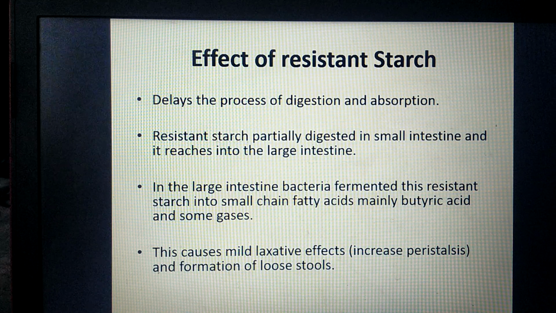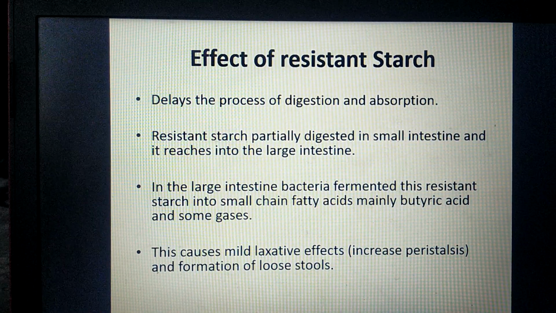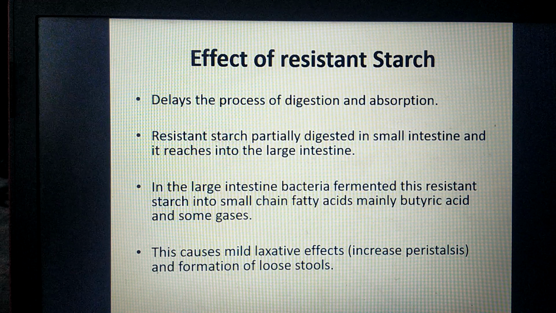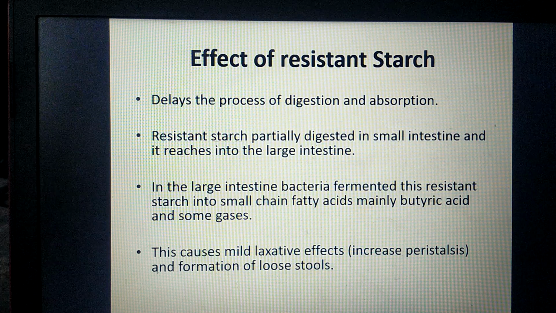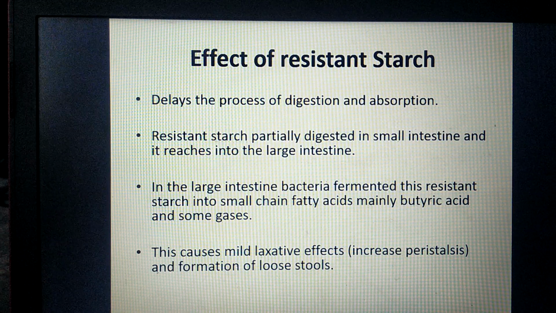Laxative effect means there is an increase in the peristaltic movement due to formation of these various fatty acids in the large intestine, and this causes bowel movement to be faster, which is called laxative effect, and therefore loose stools are formed in our alimentary canal.